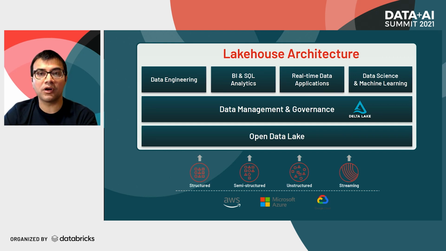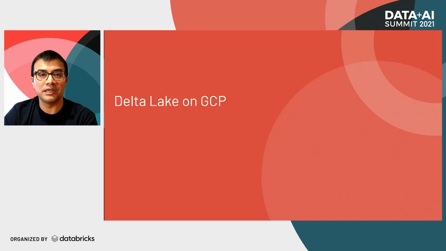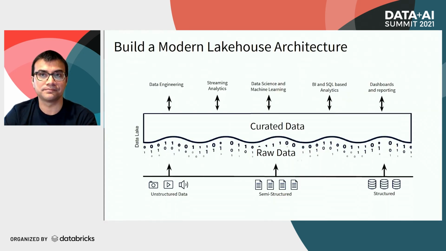Now let's look at how a modern data architecture can be implemented using Delta on Google Cloud Platform. A modern data lake architecture would have different data sources like unstructured data, semi-structured data, structured data coming into the raw data area. Once it's there, those raw data will be processed, refined, and curated into a curated location where it will be consumed by different groups within your organization like data engineers, data scientists, data analysts, and so forth. Now, how do you implement that on GCP using Delta Lake? Let's look at that.